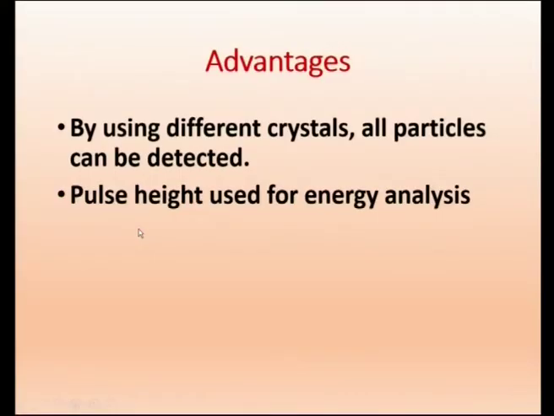This GM counter, Geiger-Müller counter, cannot be used for energy analysis because that is only counting. There we get the multiplication, and it is saturated. In the GM counter we got the saturation region. So it is saturated, and therefore even a small energy particle will give the same pulse. There it is meant for counting; here it is meant for counting as well as energy analysis.